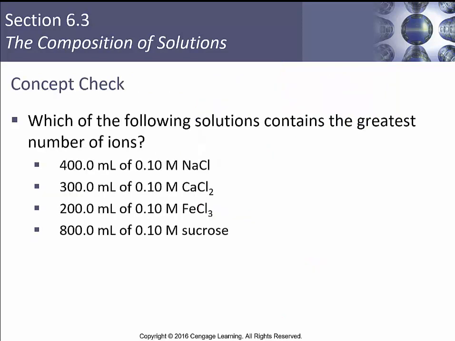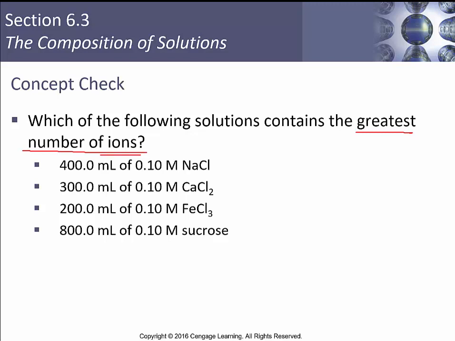All right, let's do a real quick concept check. Which of the following solutions contains the greatest number of ions? You've got 400 milliliters of 0.1 molar sodium chloride, 300 milliliters of 0.1 molar calcium chloride, 200 milliliters of 0.1 molar iron chloride, or 800 milliliters of 0.1 molar sucrose. All right, let's pause. Think about it.